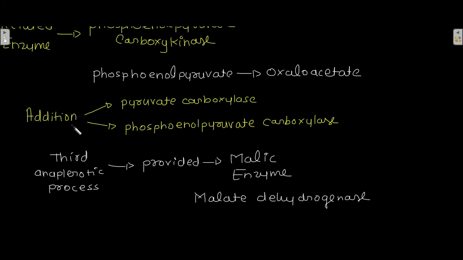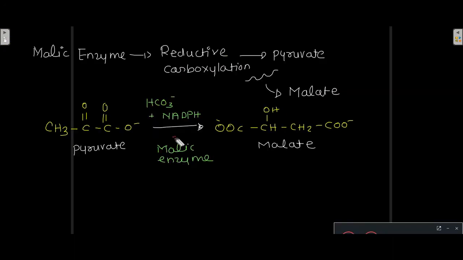Now, in addition to pyruvate carboxylase and PEP carboxylase, there is a third anaplerotic process provided by the enzyme commonly known as malic enzyme, and its official name is malate dehydrogenase. So malate dehydrogenase is also providing an anaplerotic process. This is how that reaction looks. Pyruvate is converted into malate in the presence of malic enzyme, and in this process bicarbonate and NADPH are utilized.